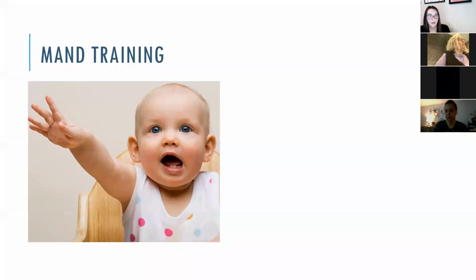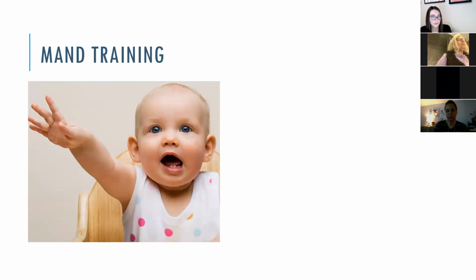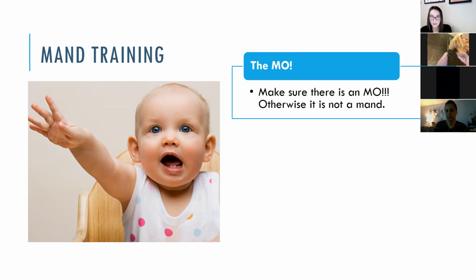All right, so we're almost done with the last little bit. I wanted to give you an example of what I was talking about with teaching operants, using manding as an example. When assessing a mand repertoire and when teaching a mand repertoire, you're going to first make sure that the MO is there. I've seen this so many times where people are working on mand training and they are not ensuring that there's actually an MO in place.